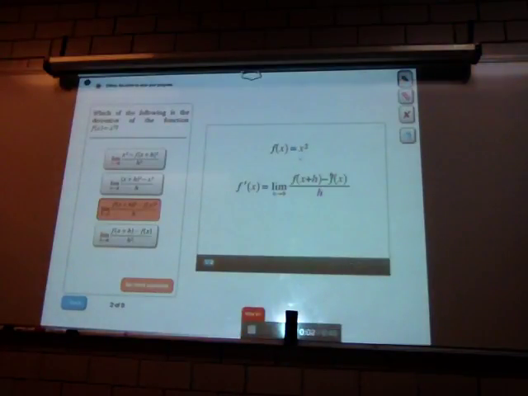If f of x is equal to x squared, that means this thing here, f of x, is just x squared. This object here, f of x plus h, can be found using the same rule. Instead of squaring x, now we're squaring x plus h. So that's x plus h squared. That means the derivative of f, f prime of x, is going to be the limit, as h approaches 0, of x plus h squared minus x squared, all divided by h.